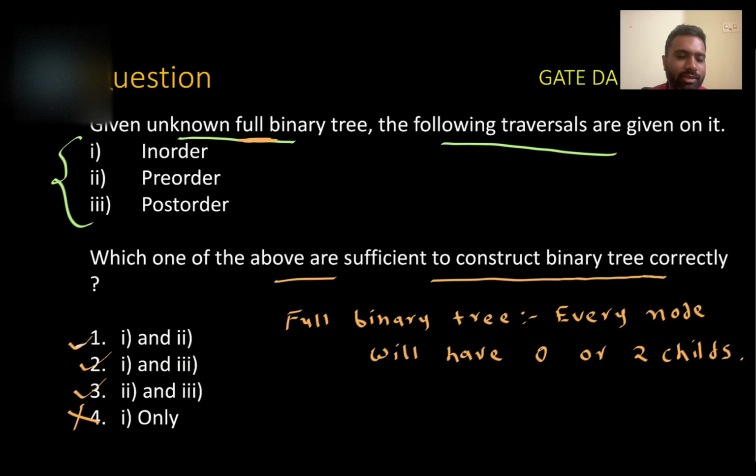So this is the case that if only Inorder traversal is given, you cannot construct a binary tree uniquely or correctly. So the fourth option is incorrect. The rest 3 are correct.